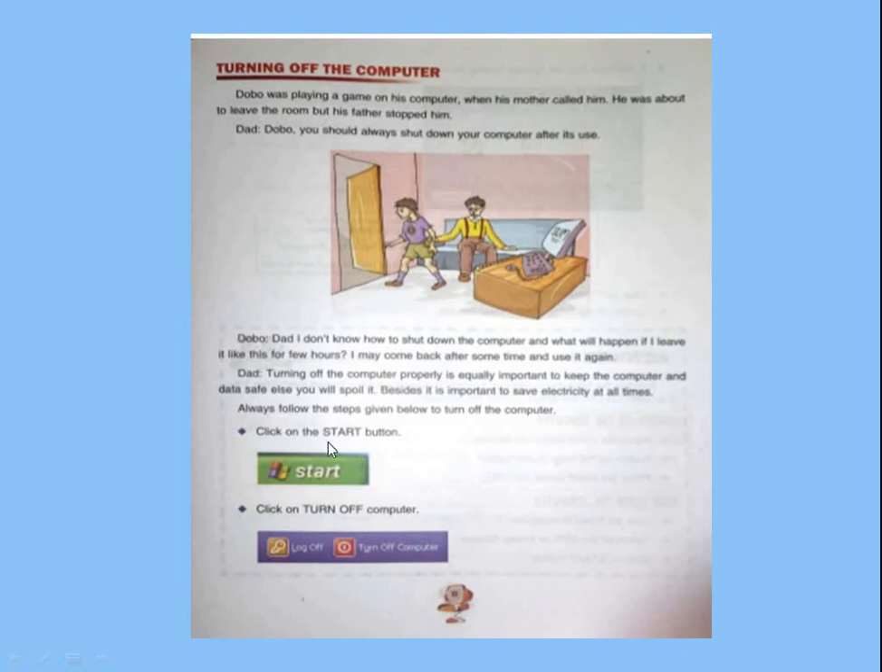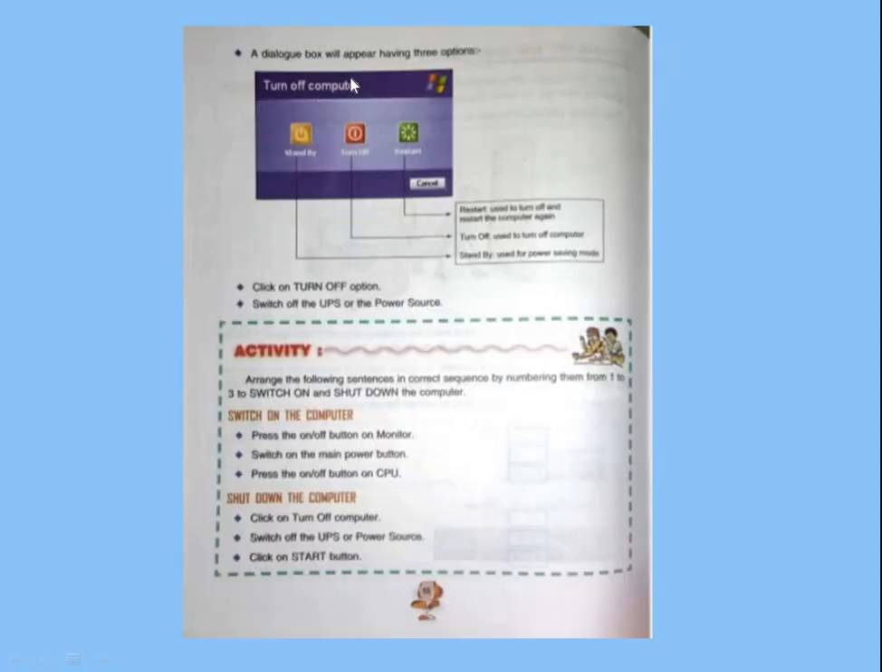Always follow the steps given below to turn off the computer. First, click on the start button. Then click on turn off computer. When you click on the turn off button, a dialog box will appear having three options: standby, turn off and restart. Now click on the turn off option. Next, switch off the UPS or the power source.